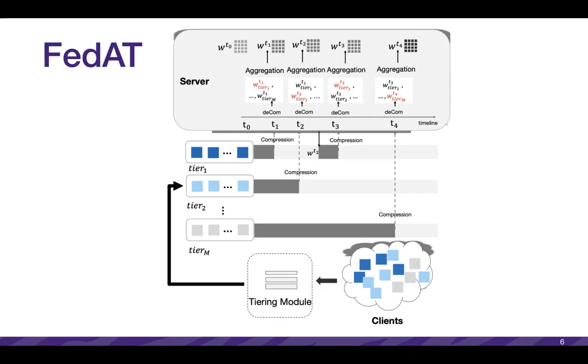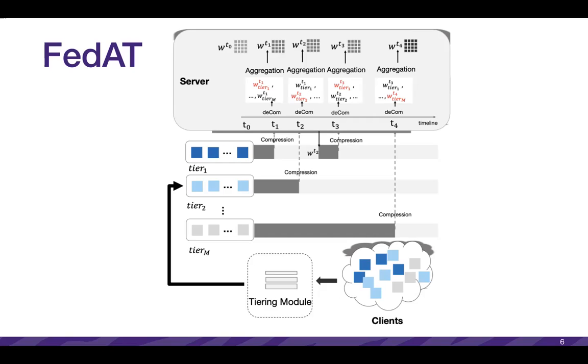And after that, all of the tiers can do the local training. The server can select some clients in a tier, and the selected clients do the local training, and then they can compress their local models and upload them to the server. You can see when time T1, tier 1 finishes its local training, and all the local models are compressed and then uploaded to the server.